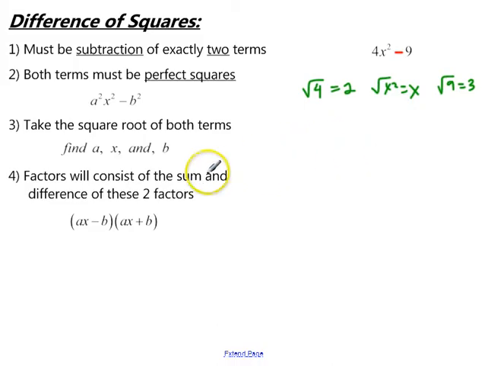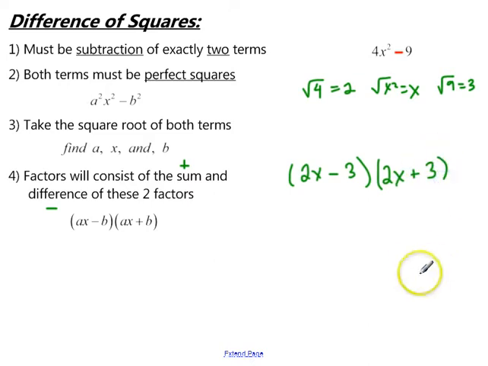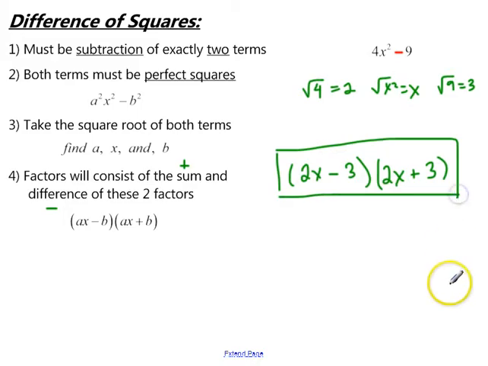Then, for your answers, your factors will consist of the sum and difference of these two terms. So remember, sum is addition, difference is subtraction. We want to write it in the form ax, which is going to be 2 times x, and then one of them is going to be minus that last one, 3, and then the other one will be almost exactly the same, except we're going to have a plus sign instead of a subtraction separating them. So this is going to be our final factored form of 4x squared minus 9.